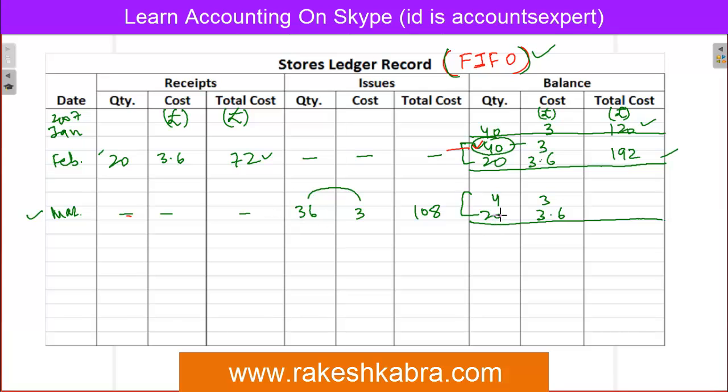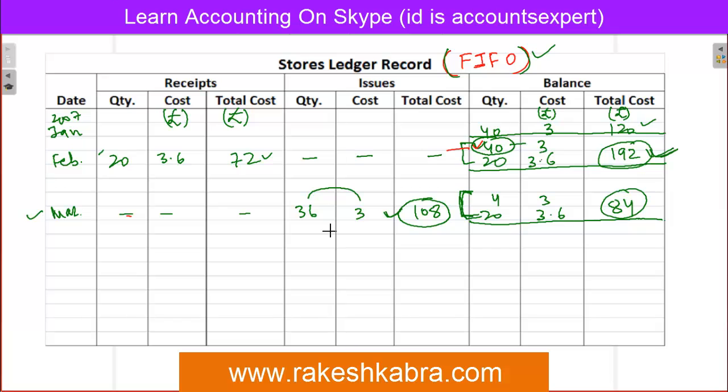And what is the value now? Before issuing, the value of inventory is how much? 192, isn't it? And from 192 now we will subtract the value of units issued. So 192 minus 108, the value of the remaining units will come, £84. Got it? This 108 is the value of inventory sold. So 192 minus 108, we will get 84. This 84 is the value of inventory still lying with us, still remaining in the business. 24 units. Okay.